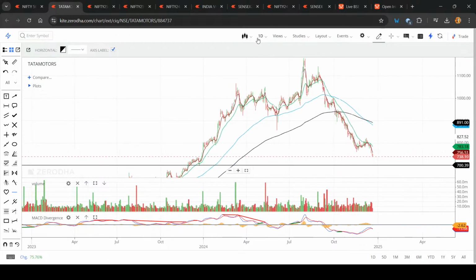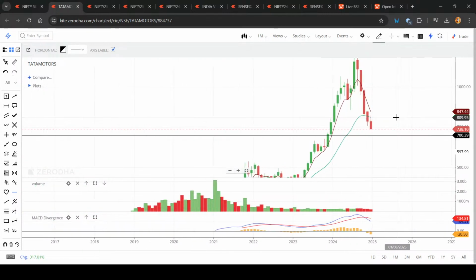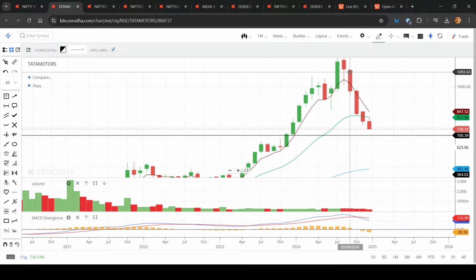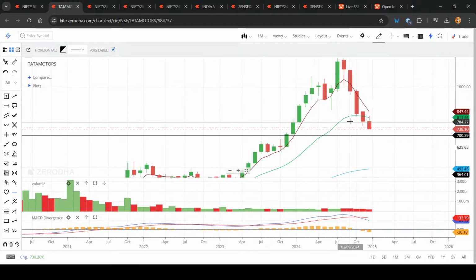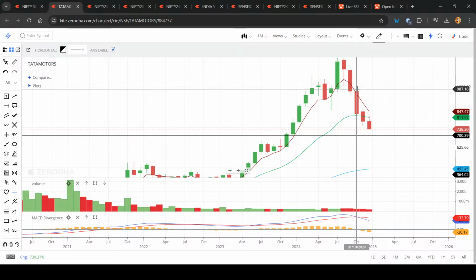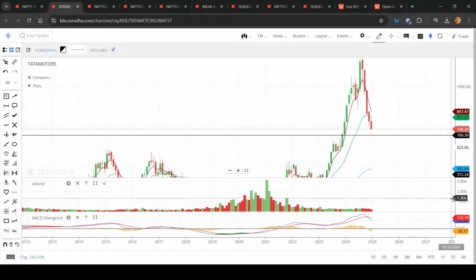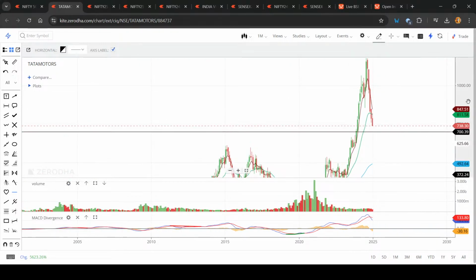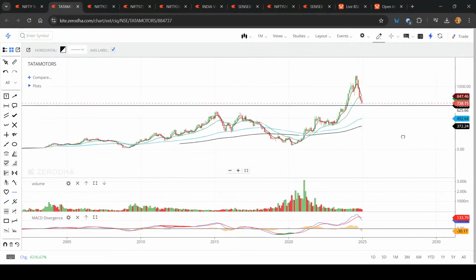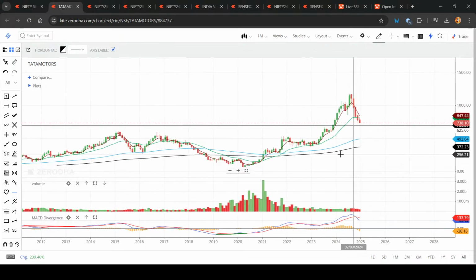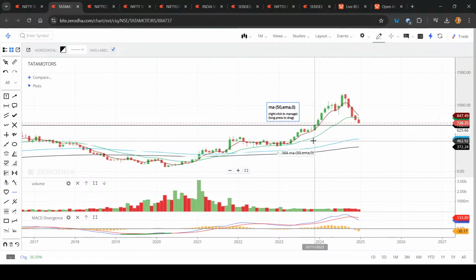If at all you see from a monthly perspective, someone might have shorted at this point, at the breakdown of 1000. So how many points would he have scored? 270, right? 260 points he would have scored, 262 points. But now it is near a good reversal level, and earlier the monthly breakout happened from this point.